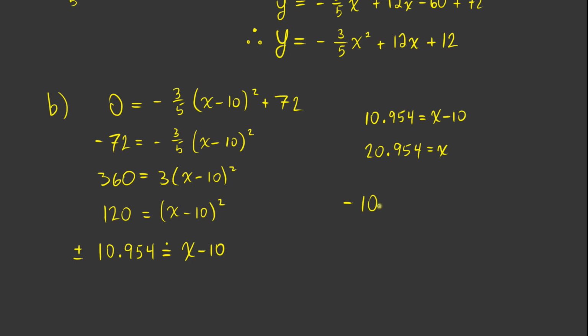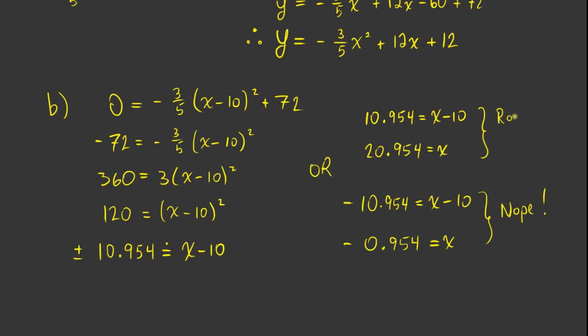Or I've got negative 10.954 is equal to x minus 10, and I'll add 10 on both sides. And when I do that, I get negative 0.954. Well, I'll tell you right now that the rocket did not land at a time of negative 0.954. We would actually call this inadmissible. It's not a correct answer. So this is where the rocket landed, right there, at a time of 20.954.